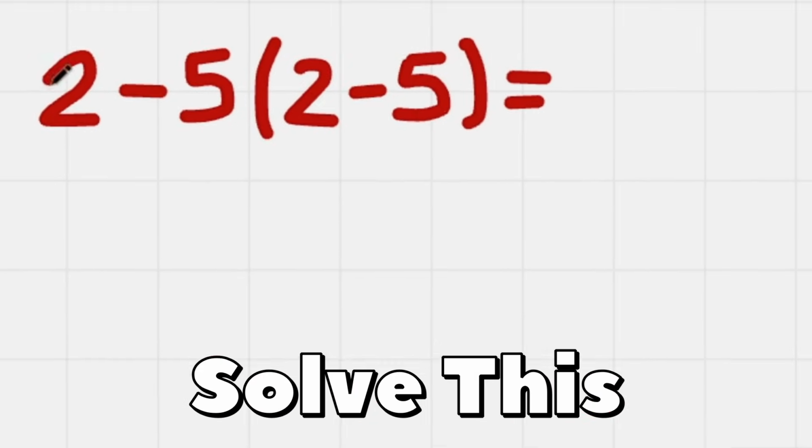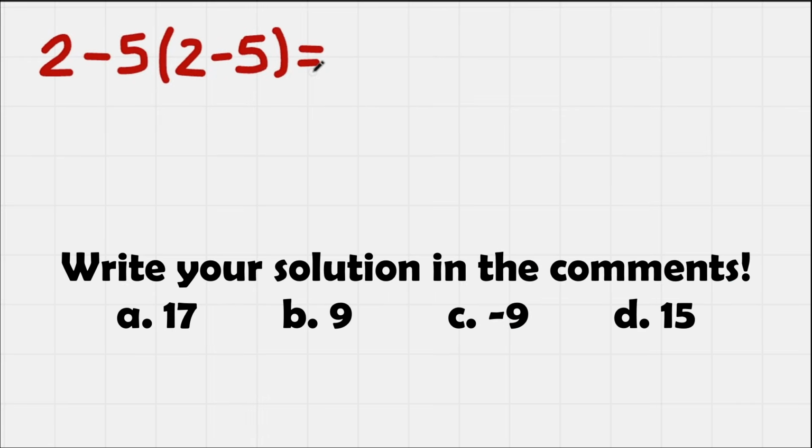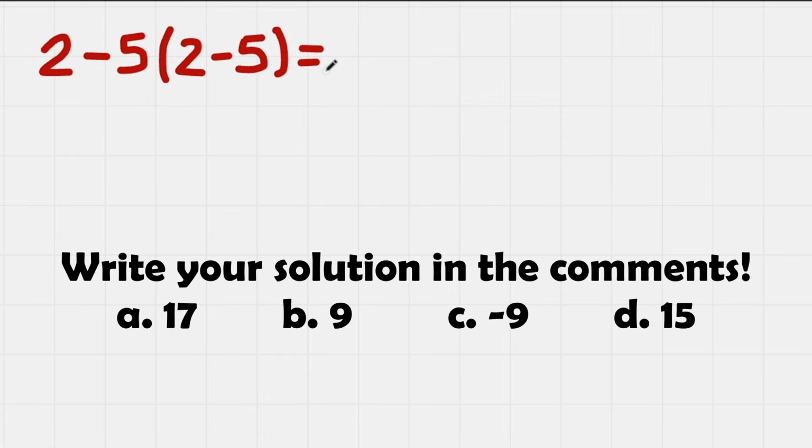Only beginners solve this with PEMDAS. We're going to try the better way. And the better way is, we'll just multiply this 5 by this parenthesis. But what we need to remember is that 5 has a minus before it.